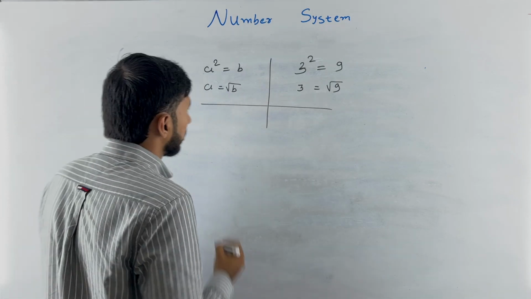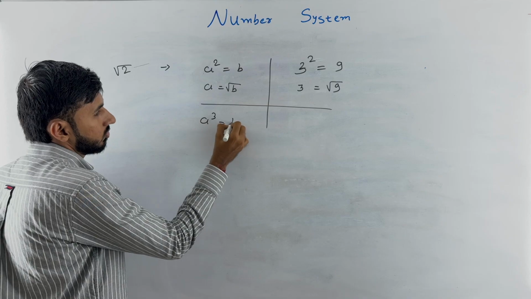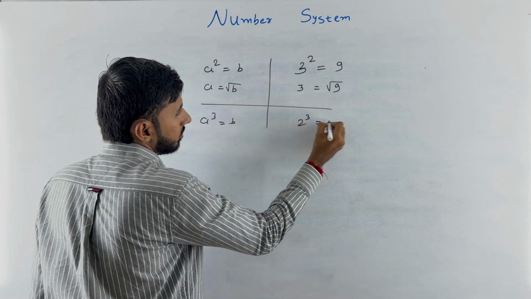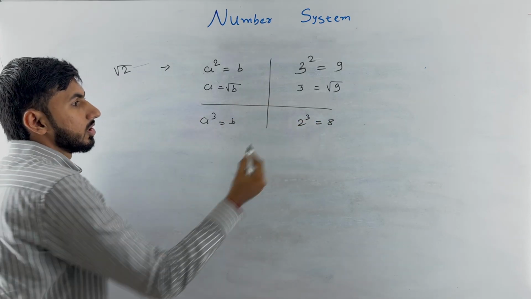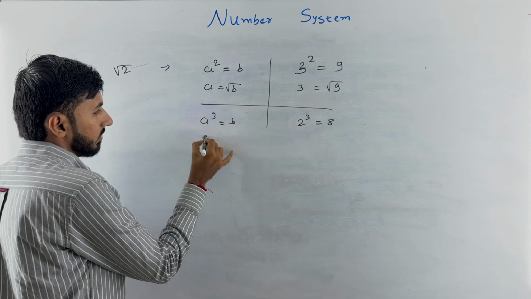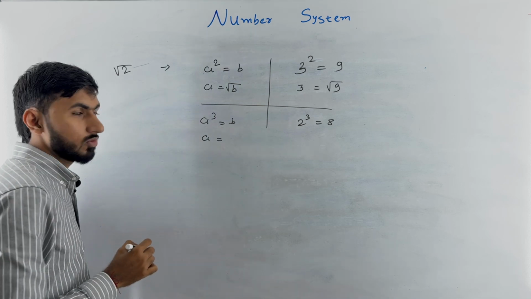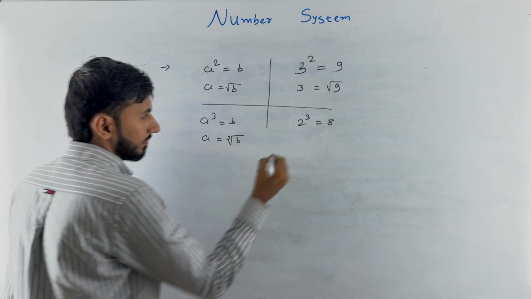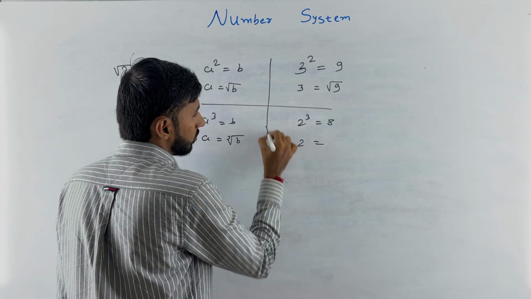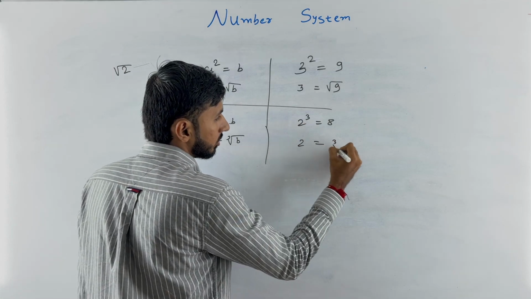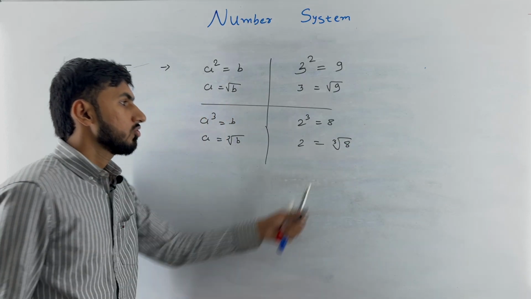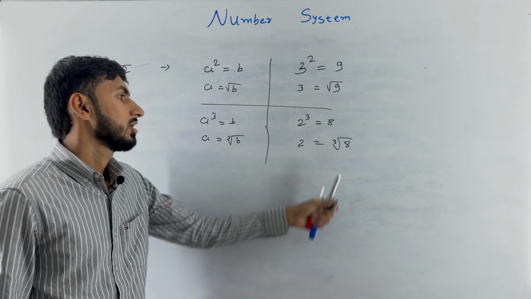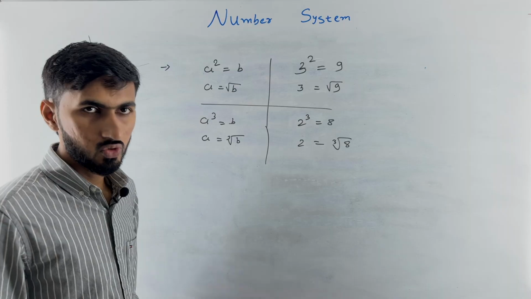In the same way, a cube equal to b, 2 cube equal to 8. We all know this, right? Cube of 2 is 8. Now what if I remove the cube from this side? I have to add a cube root on the other side, right? So the cube root of 8 is 2.